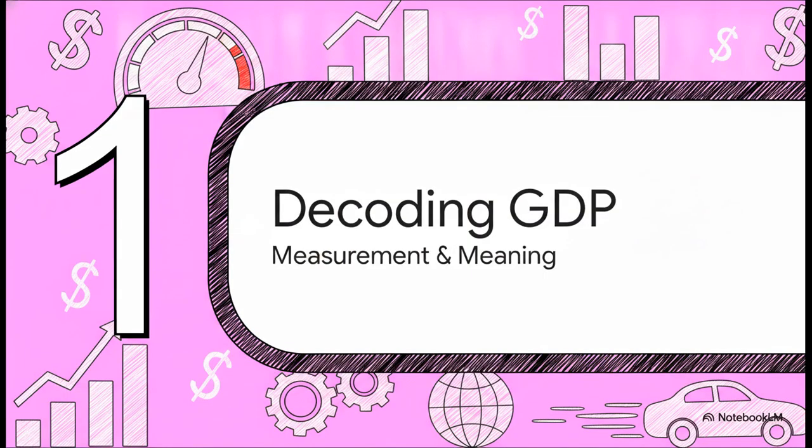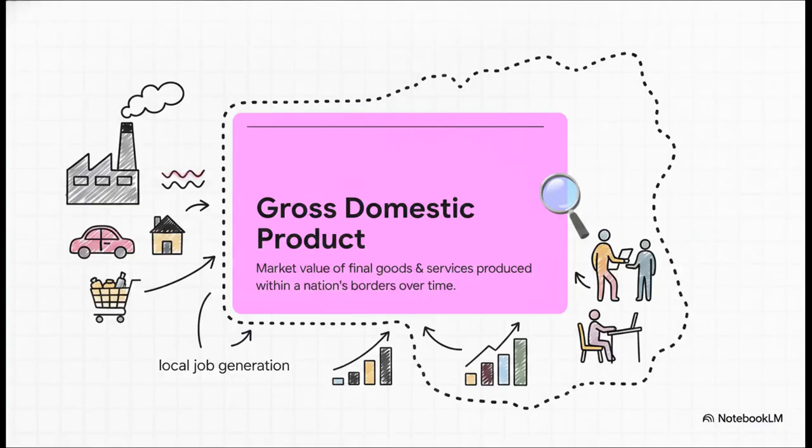All right, section 1. Let's decode gross domestic product. So you hear about it all the time on the news, but what actually is GDP? The textbook definition is that it's the market value of all final goods and services produced within a nation's geographic borders during a specific period of time. Basically, it's our ultimate economic speedometer.